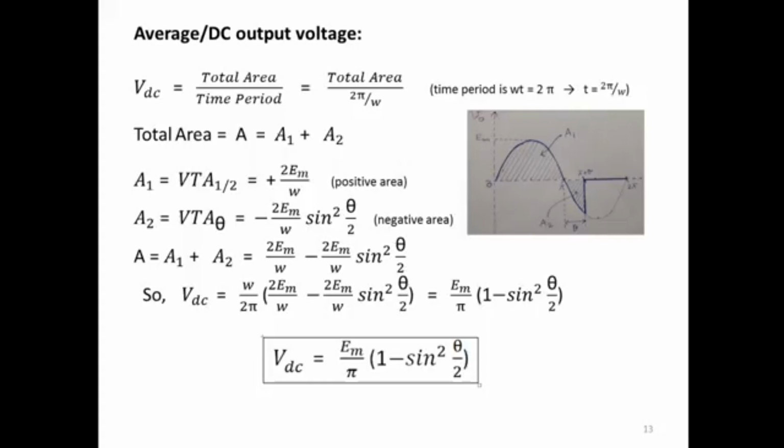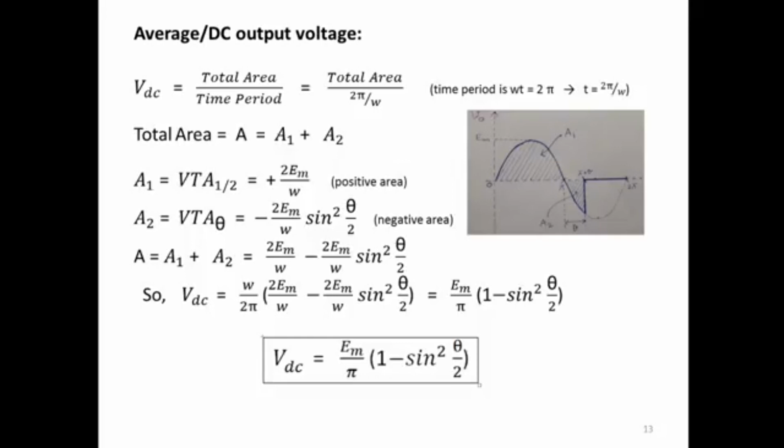Now, this is a very important equation, which tells us the behavior of a diode circuit with an RL load. Its DC output voltage is given by Em by pi times (1 minus sine square theta by 2).